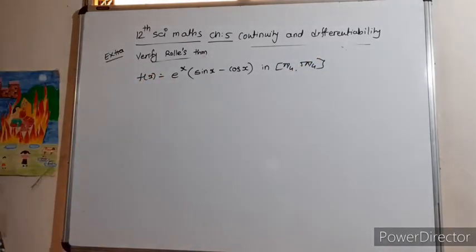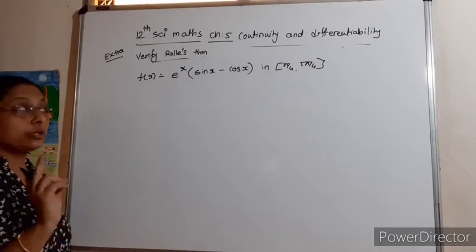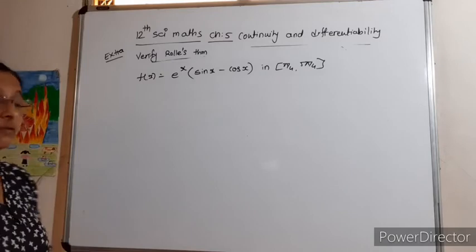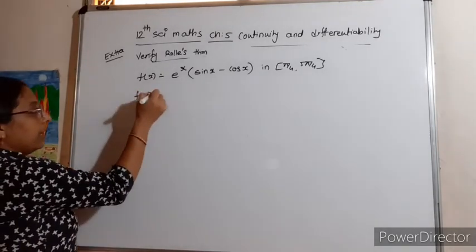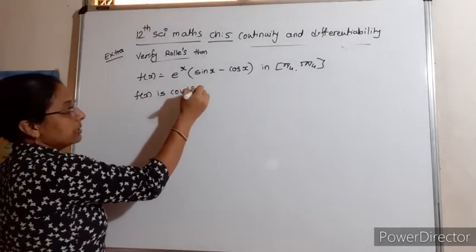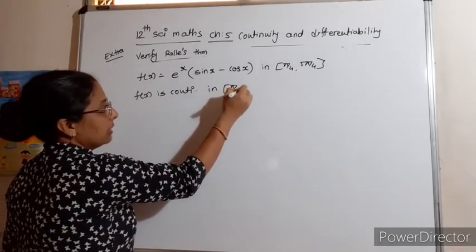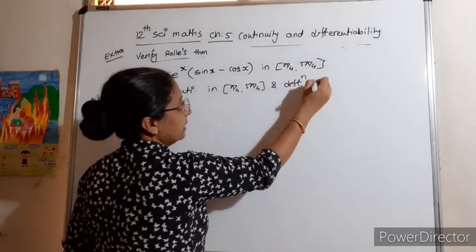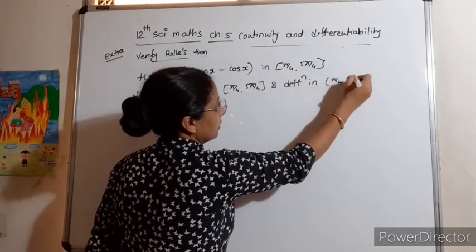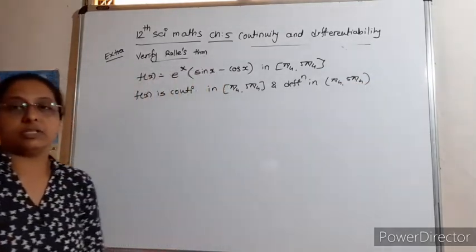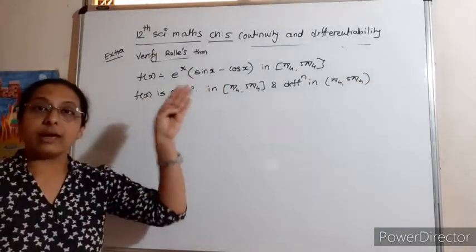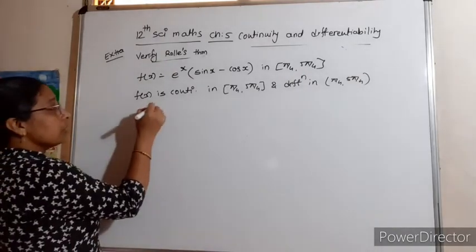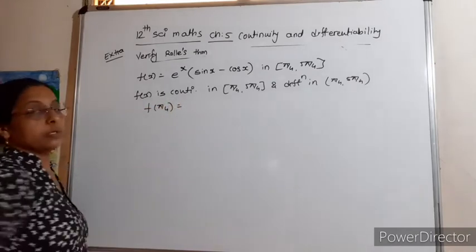This interval is given. Now f x. First of all, it is a trigonometric function, and a trigonometric function is continuous. We know that. So we write f x is continuous in the given closed interval and differentiable in the open interval. This is the first line, continuous and differentiable, that you have to write. It is compulsory.